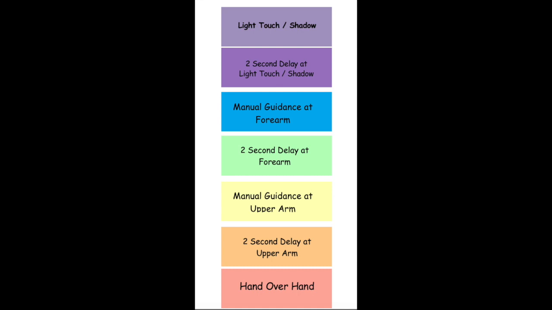Now we go to the manual guidance at the upper arm. And now we can go on to the 2-second delay at the upper arm. Our last and most intrusive is going to be the hand over hand. You can see that if you go from hand over hand to light touch or shadow, that is going to be the most independent for our clients, as we want to gain independence.